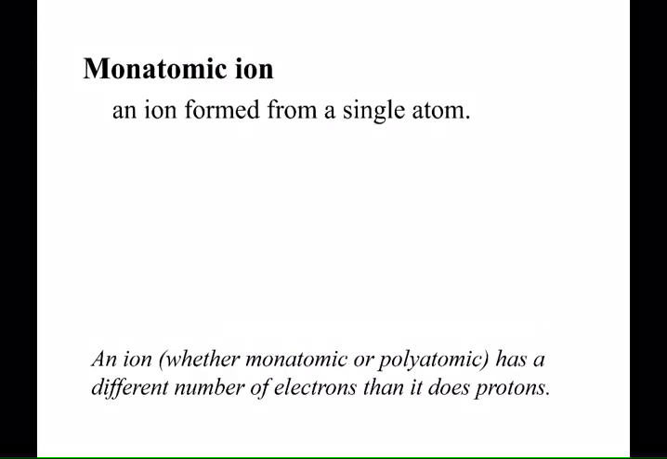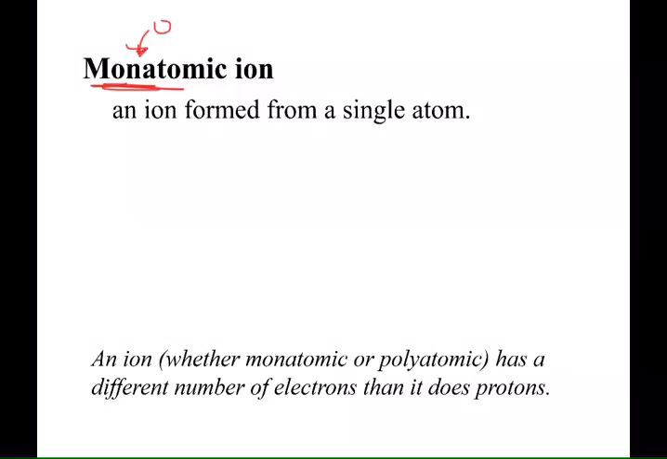Now, with regard to ions, ions can be made up of only one atom, and we've talked about those, where an electron is transferred from a metal to a nonmetal. The metal becomes positively charged, and the nonmetal becomes negatively charged. Those are what we call monoatomic ions.